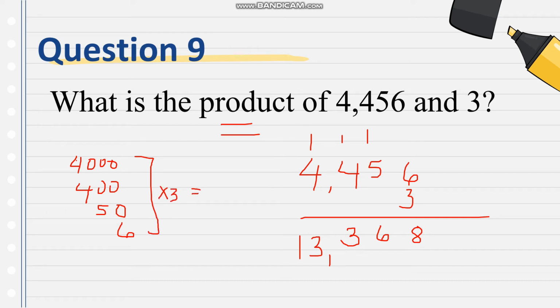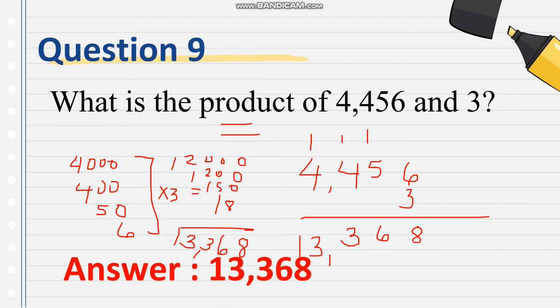Okay? So 3 multiplied by 6 is 18. 3 multiplied by 50 is 150. Then 3 multiplied by 400 is 1,200. And 3 multiplied by 4,000 is equivalent to 12,000. So if I'm going to add all the partial products, this is 8, 6, 3, 3, and bring down 1. So I have the same answer, which is equivalent to 13,368. It's up to you which one is easier for you to apply.